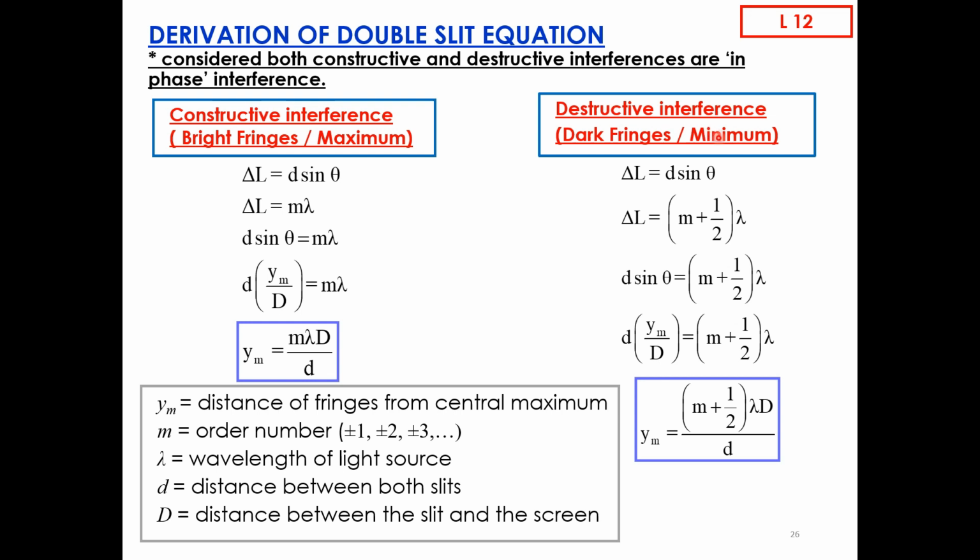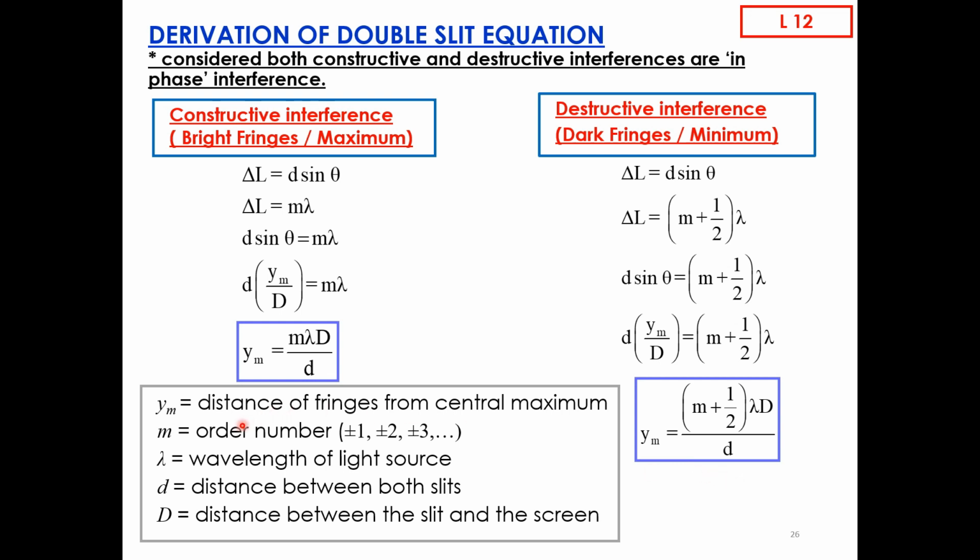Next we go for destructive interference, sometimes called dark fringe or minimum. From the previous slide, we know that the path difference delta L equals d sin theta, and also delta L equals (m plus half) lambda. By comparing equation 1 and equation 2, we have d sin theta equals (m plus half) lambda. With ym as the subject, your equation becomes ym equals (m plus half) lambda capital D over small d.